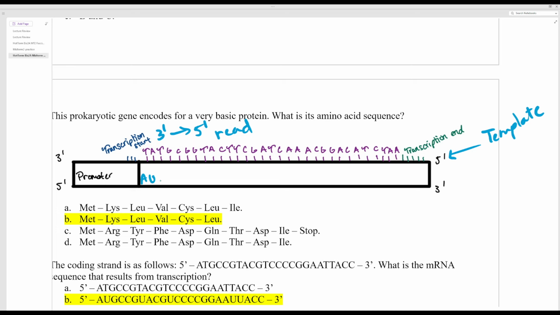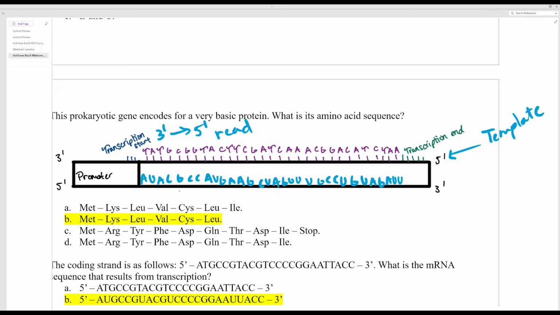A, U, A, C, G, C, C, A, U, G, A, G, C, U, A, C, C, U, C, G, A, U. It's never ending. G.